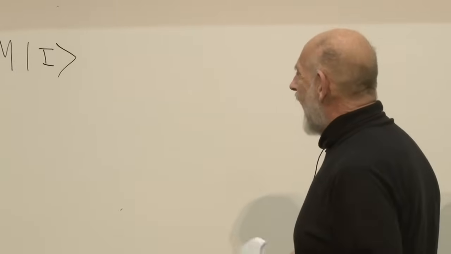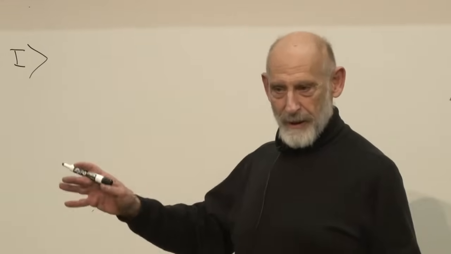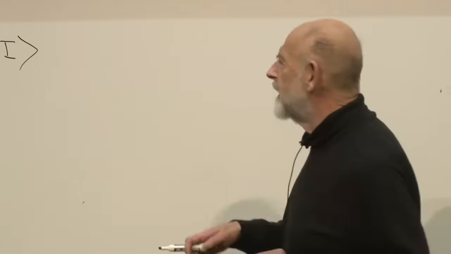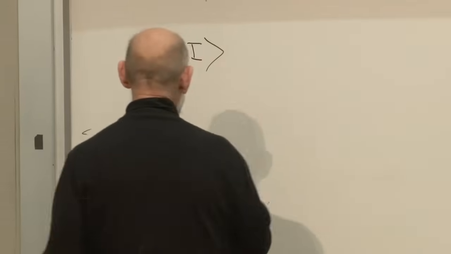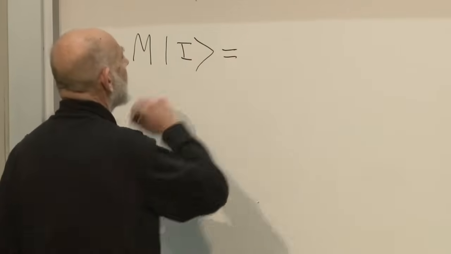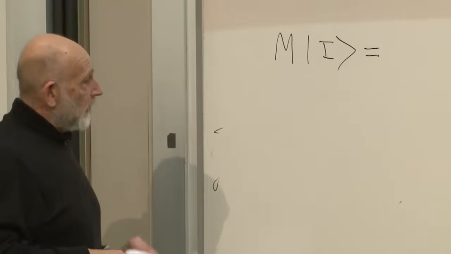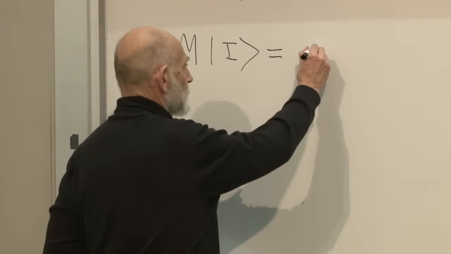But I'm going to call it I anyway. All right? If M acts on one of its eigenvectors. Eigenvectors are not things which are independent of the matrices. Given a matrix or an operator, it has certain eigendirections or certain eigenvectors. And the rule, or the definition, is the set of vectors which just get multiplied by numbers.